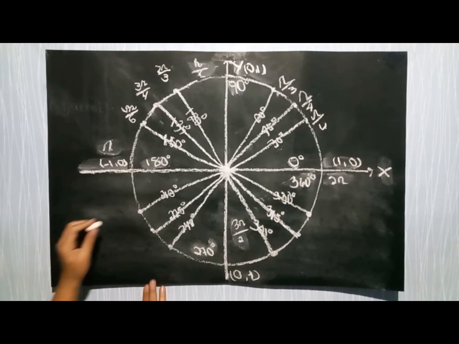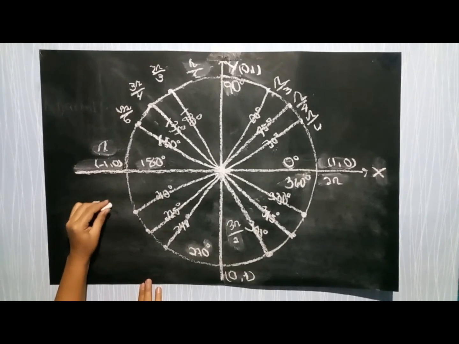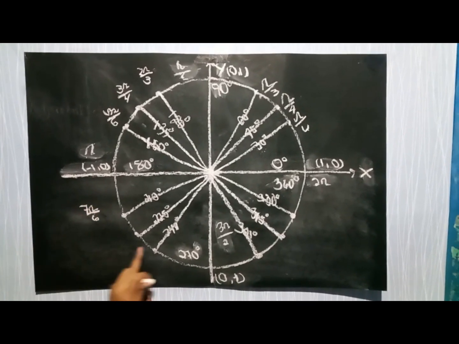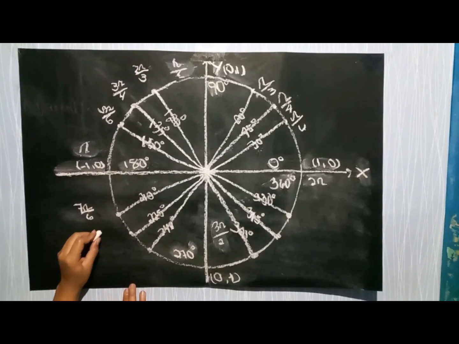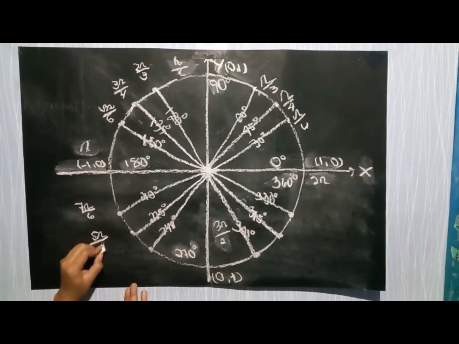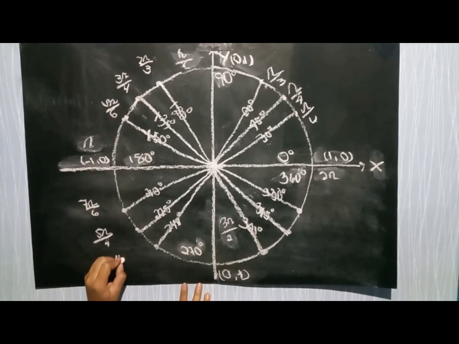Now, let's move on to the third quadrant. The value of the radians in 210 degrees is 7 pi over 6. In 225 degrees is 5 pi over 4. And in 240 degrees is 4 pi over 3.